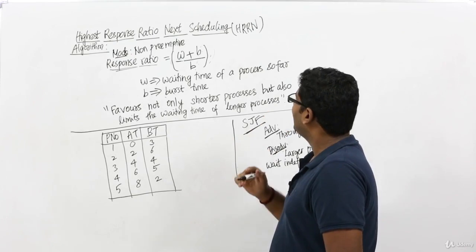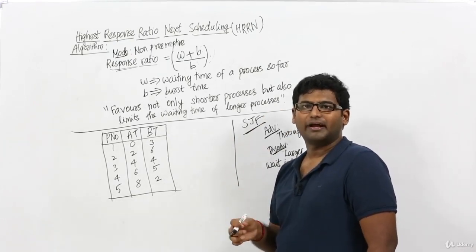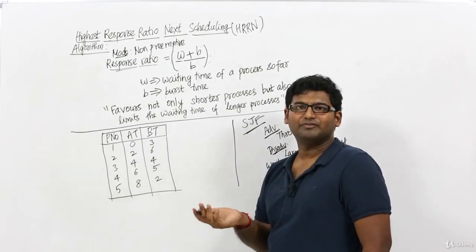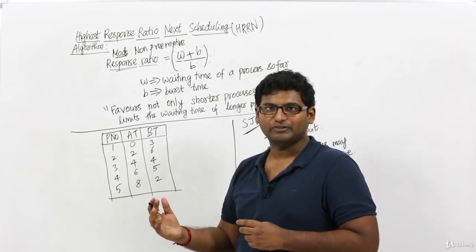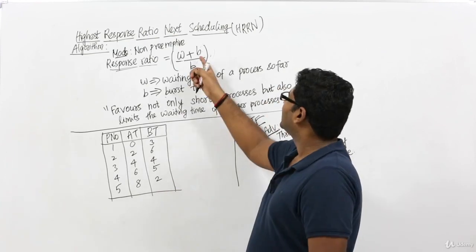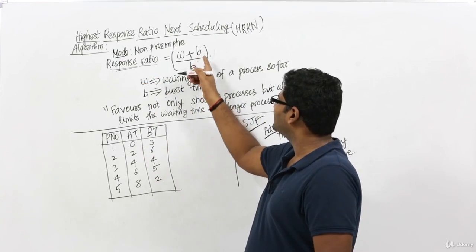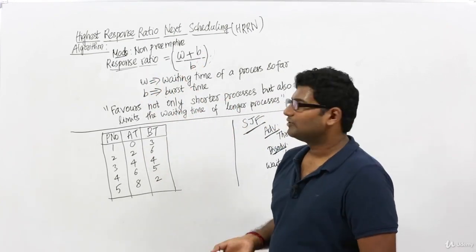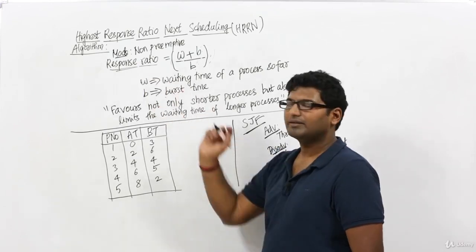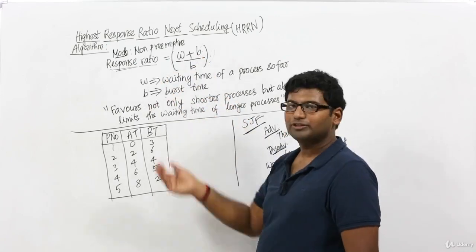What does it mean? In case the burst time of a process is higher, that process might have to wait. In case the burst time of a process is very small, which means it is a shorter process, then that process should be preferred next. See, as B decreases, this response ratio will increase. As B increases, this response ratio will decrease. So one thing is for sure, shorter processes will have a higher response ratio. Why? Because as B decreases, the response ratio will increase.